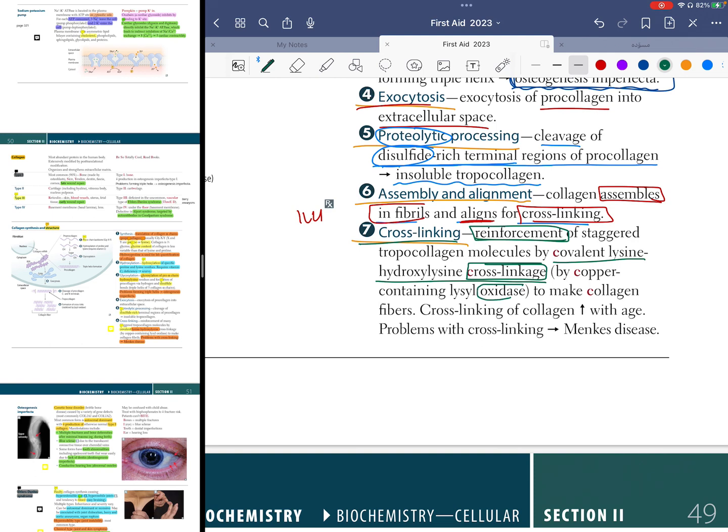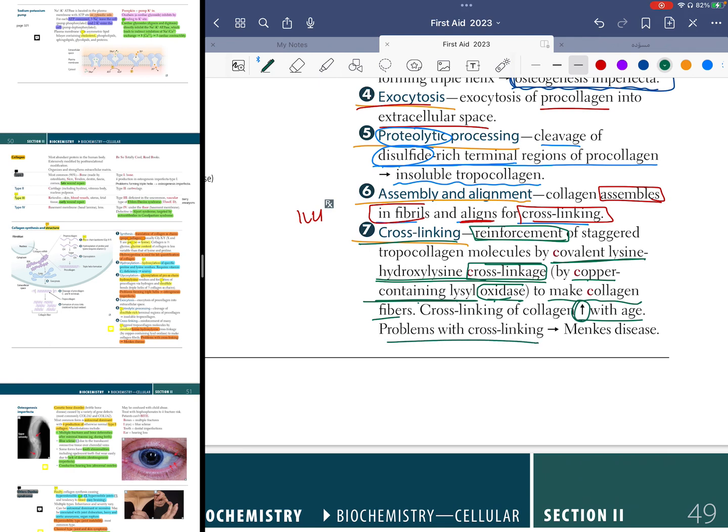So there's an enzyme called copper-containing lysyl oxidase. It works by reinforcing the staggered tropocollagen by creating a covalent lysine hydroxylysine cross-linkage to make the collagen fibers, that's the end result. Cross-linking of collagen increases with age. This process of cross-linking increases with age.